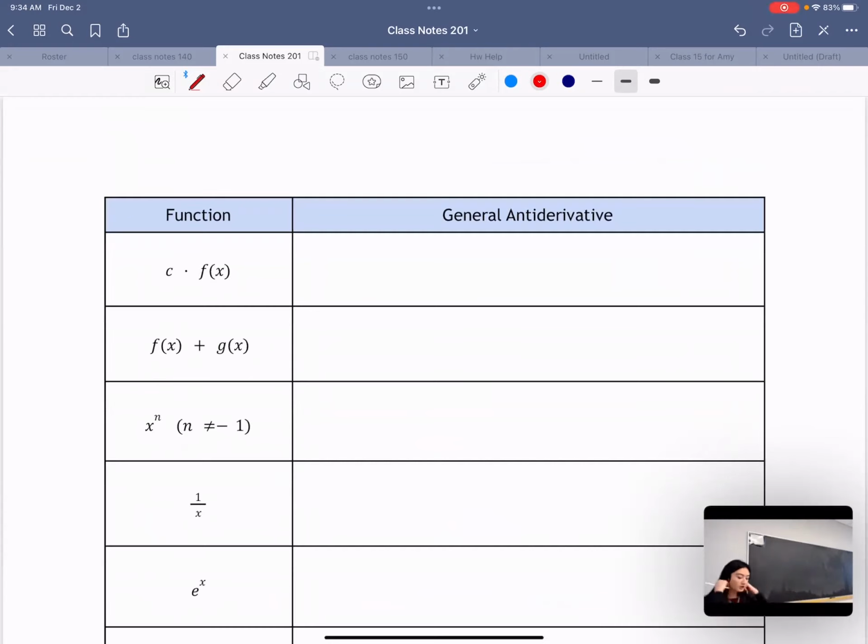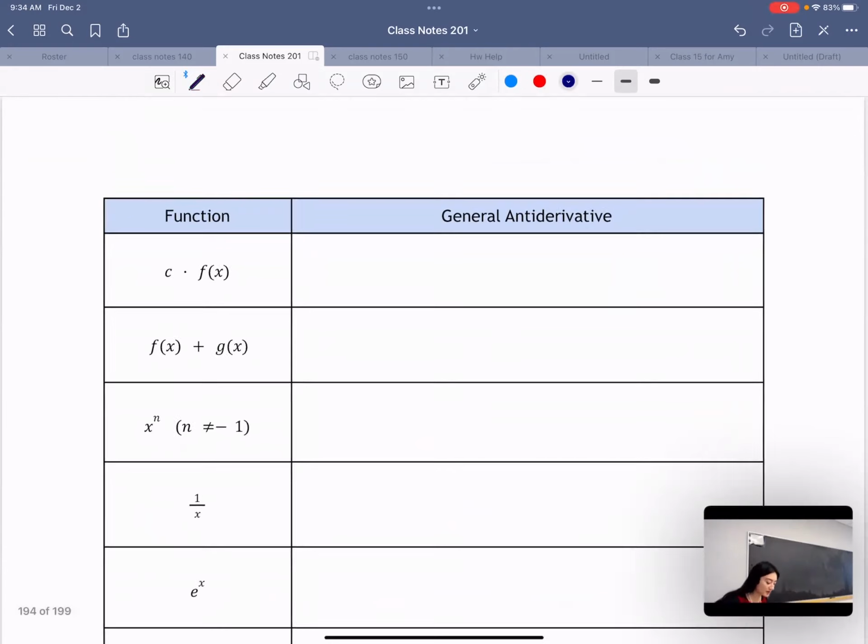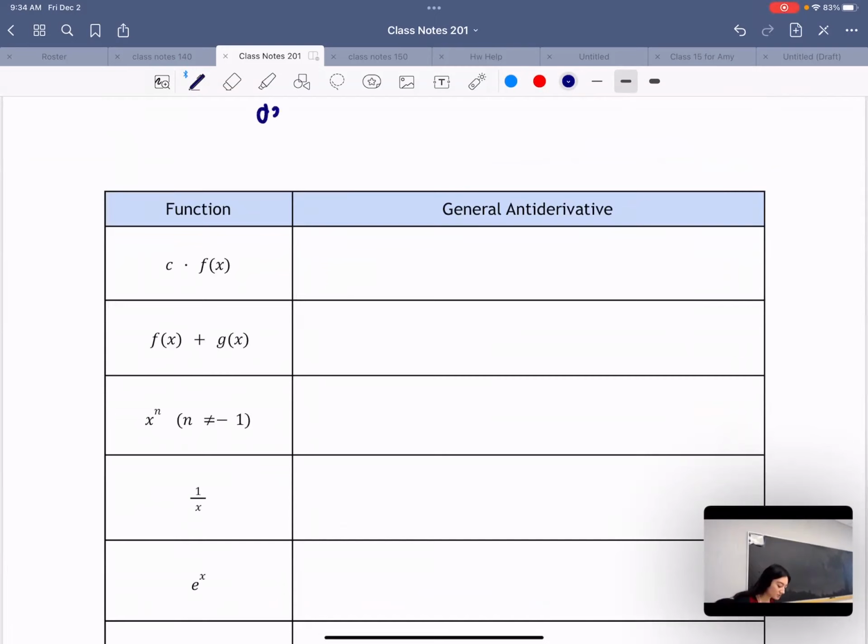Now, before we go on, I just want to remind everybody that we have a derivative that we represent with lowercase f, and the antiderivative is the original function, right? So the original function we call capital F. We take the derivative to go from capital F to lowercase f. We take the antiderivative to go from lowercase f to uppercase F.